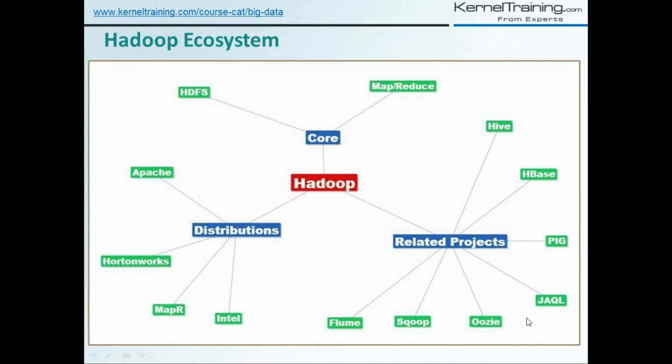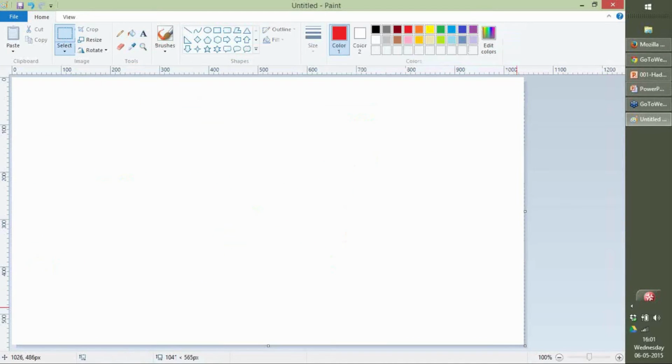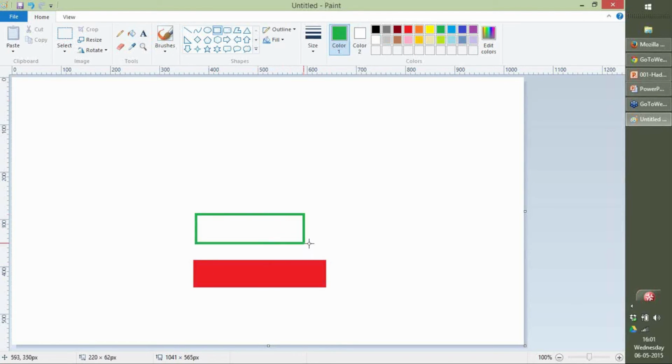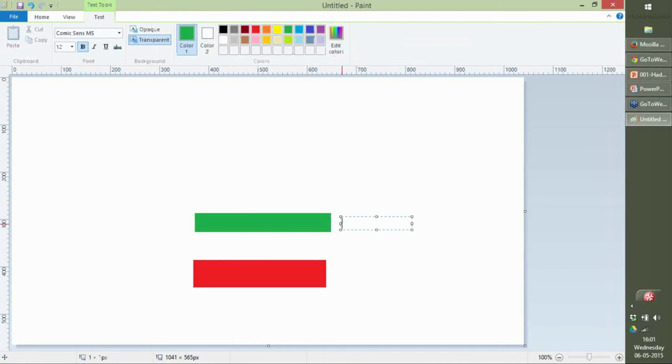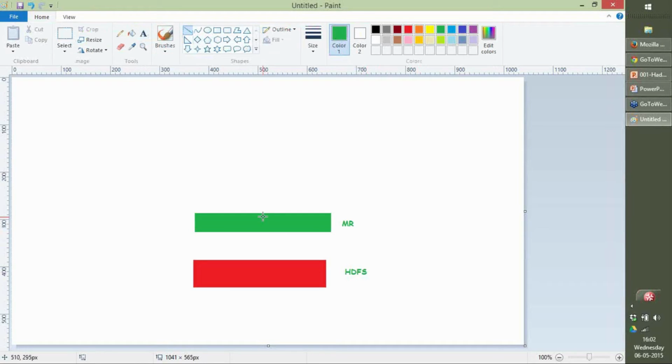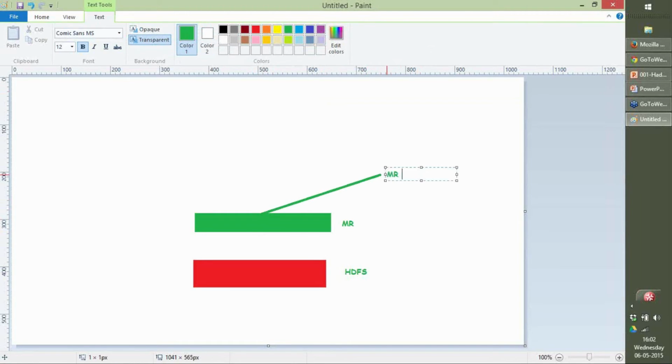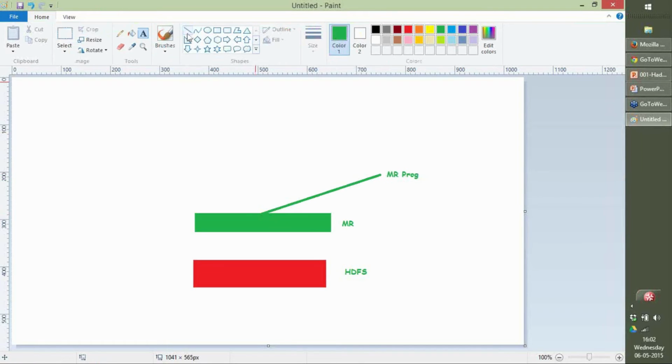Hive, HBase, Pig, Jockey. Using these, you can easily work with Hadoop. How can you interact with Hadoop using these? Let me draw a simple diagram here. Here I have HDFS, and on the top you have MapReduce. In general, what happens? I'm going to write a MapReduce program, and this MapReduce program will be submitted to HDFS, and you will get the output.